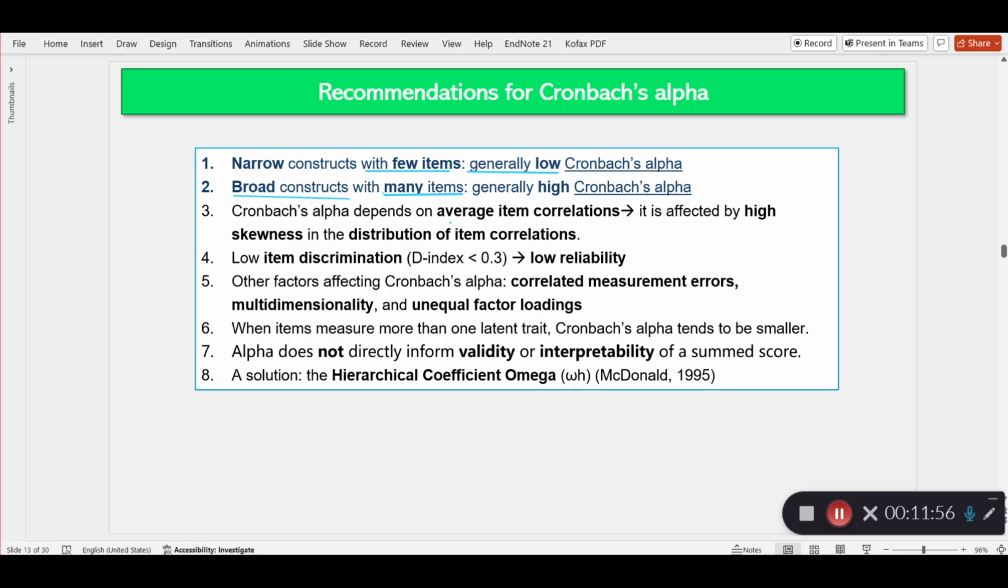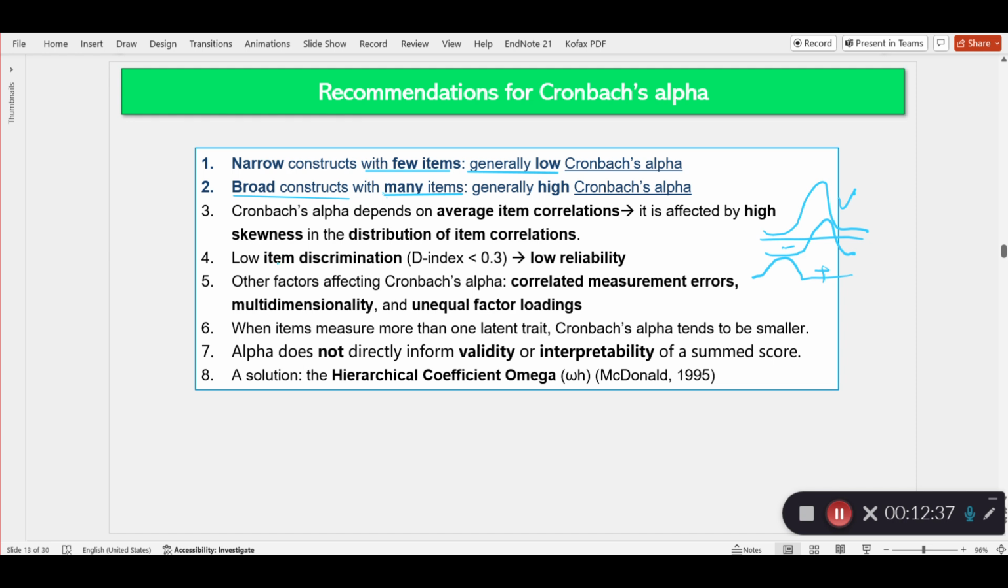Cronbach's alpha, as I mentioned, depends on average item correlations. Therefore, if you create a histogram of item correlations like this, if this histogram is something like a normal distribution as this one, chances are that you will get a higher Cronbach's alpha coefficient. But if the histogram is skewed like this or skewed this way, that is positively and negatively, then chances are that you'll get a lower Cronbach's alpha value.